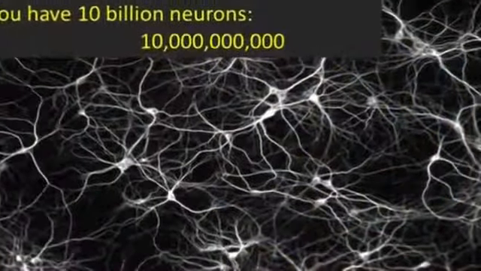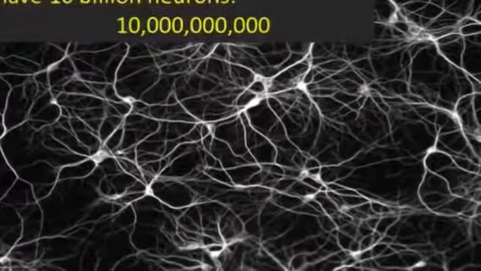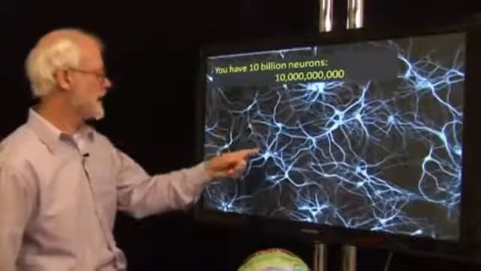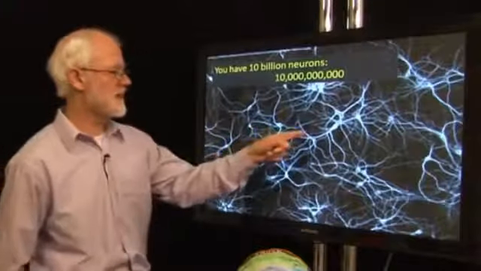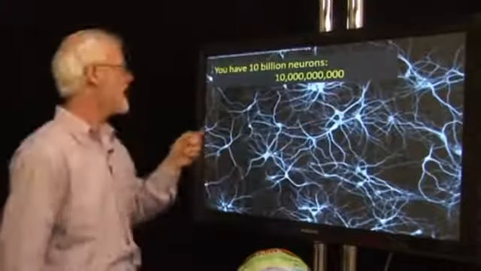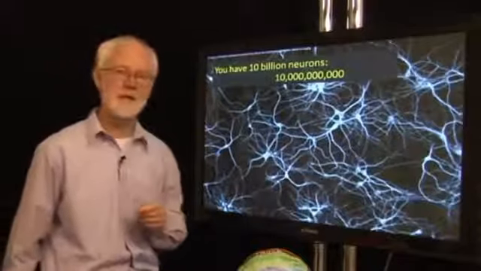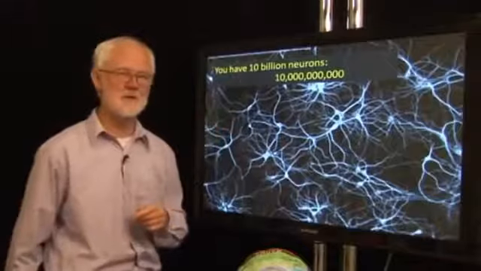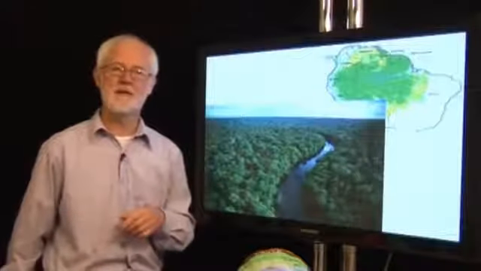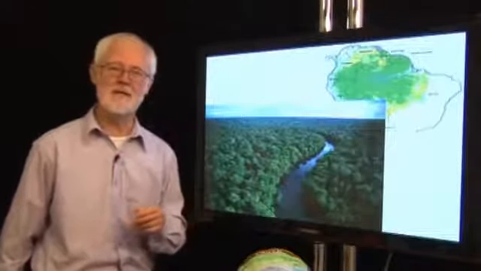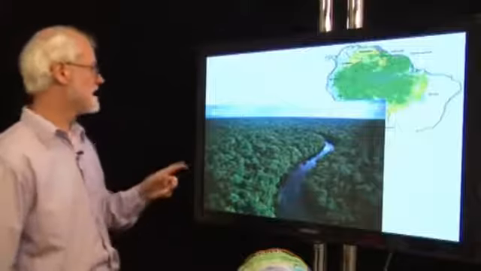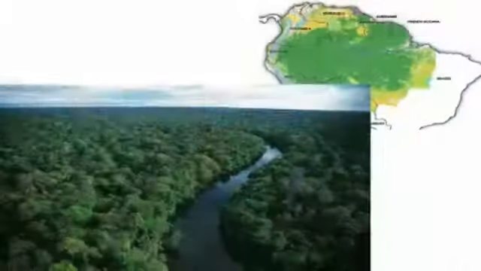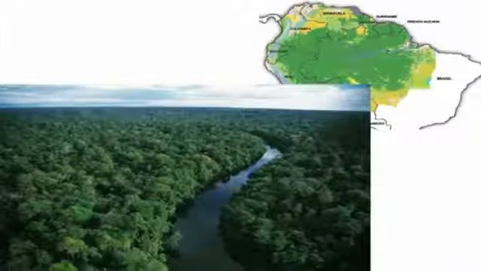This is a picture which illustrates what you might see if you look inside the brain. Each of these represents a brain cell, and these are the connections between them. We have about 10 billion of these neurons, or 1 with 10 noughts on the end. To have some idea about how many 10 billion is, 10 billion is about the number of trees in the whole of the Amazon rainforest.